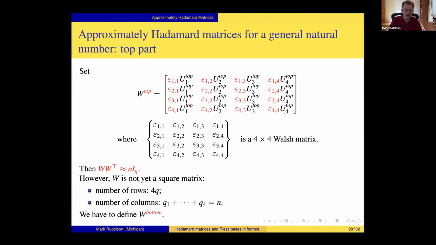So we have to complete it and create a bottom part of this matrix. This was the top part. We started working like tailors, so let's do it like tailors.